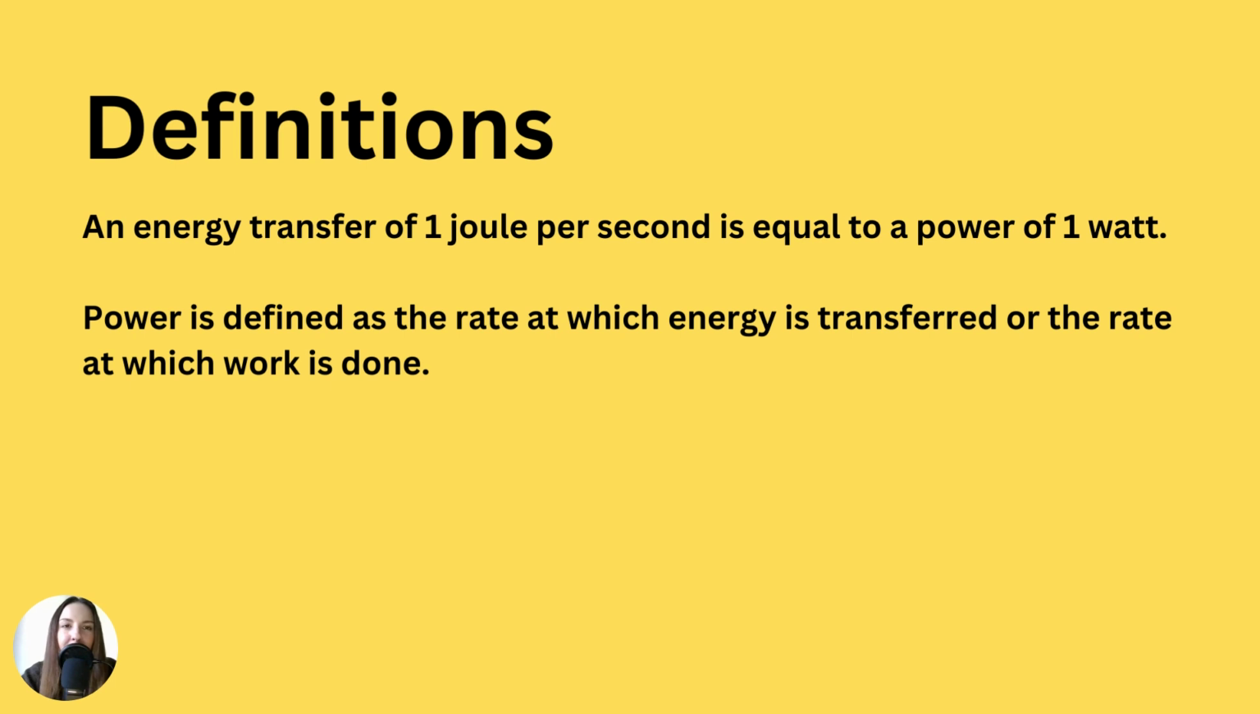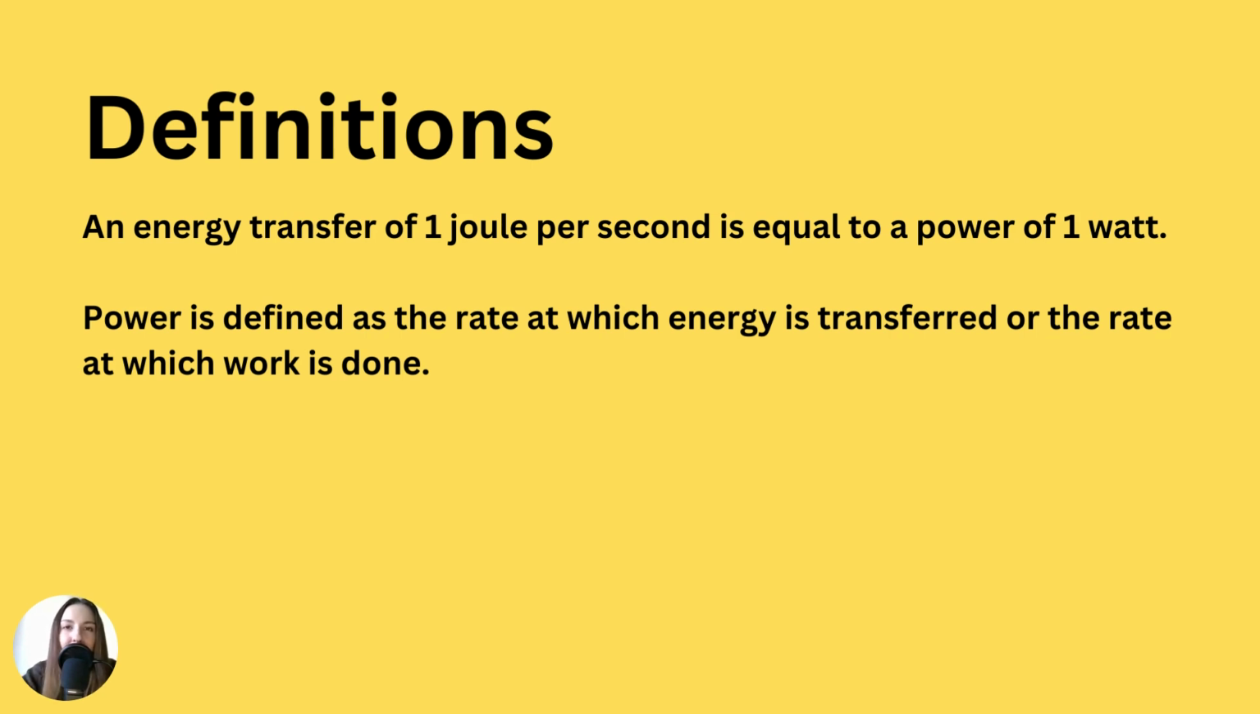So we've probably heard of power in lots of different examples, having the power, having willpower, being powerful. But in GCSE physics specifically, power is linked very much to energy. So, as a definition, an energy transfer of 1 joule per second is equal to a power of 1 watt. You might be wondering, okay, what does that mean? Well, power is defined as the rate at which energy is transferred or the rate at which work is done.